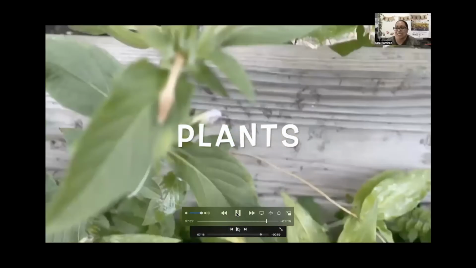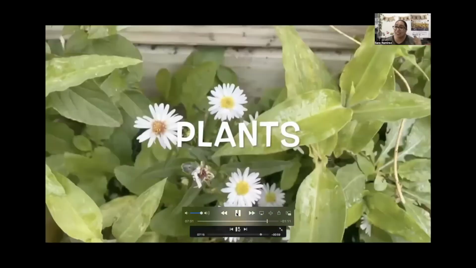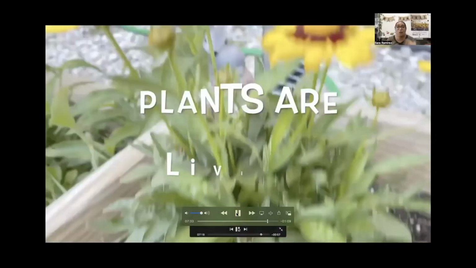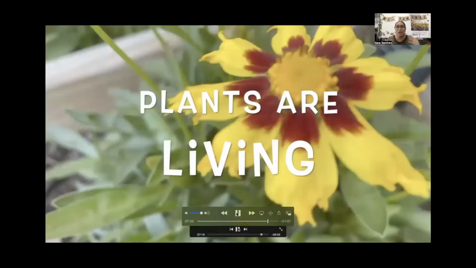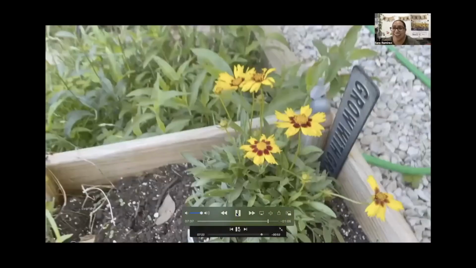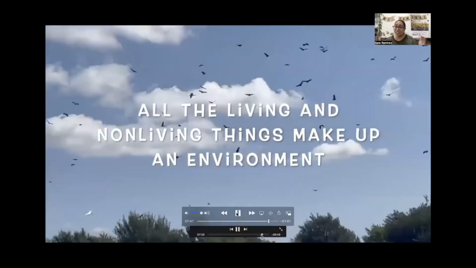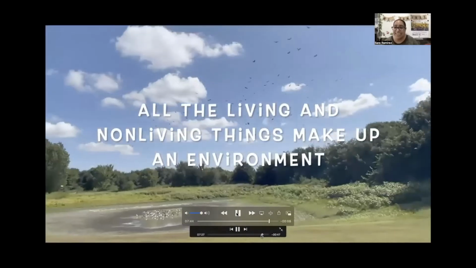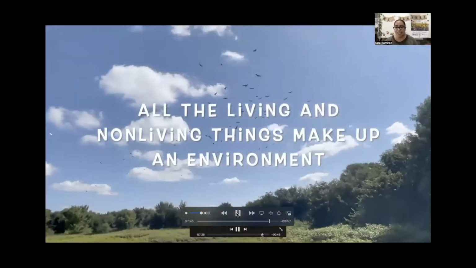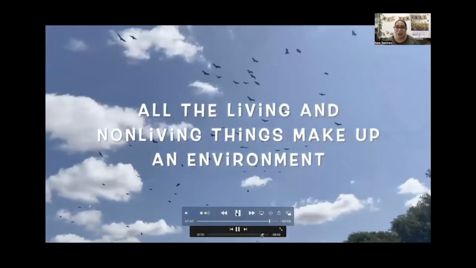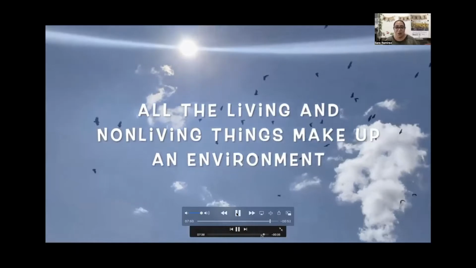Of course, we see the plants. Plants are living things. They grow and reproduce. They need food and water. Plants are alive. And we know that the living and the non-living things make up what's called an environment. Can you guys say that word? Environment.